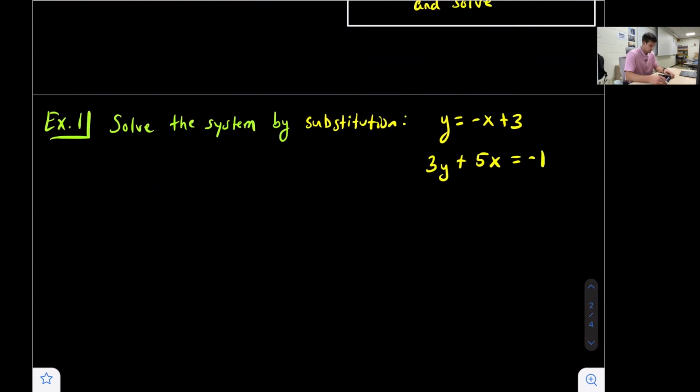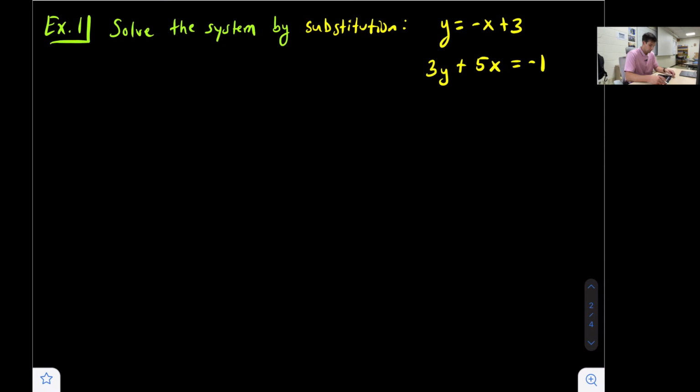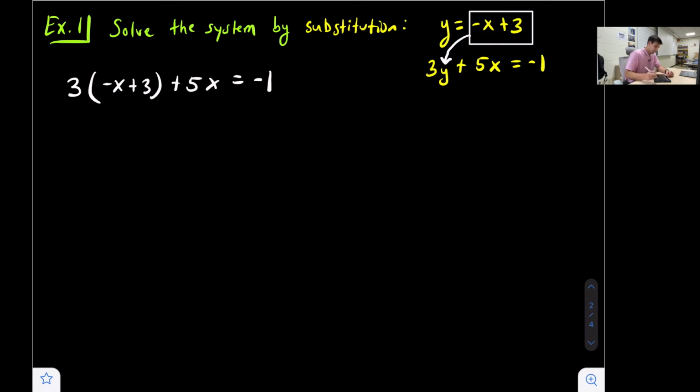All right, so example number one, we have y equals negative x plus 3 and 3y plus 5x equals negative 1. We want one of our equations to be solved. Well, this first equation is already solved for y: y is equal to negative x plus 3. So now we can take this expression and plug it in for y in the other equation. We're going to rewrite the equation like this: 3, open parentheses, negative x plus 3, close the parentheses, plus 5x equals negative 1.